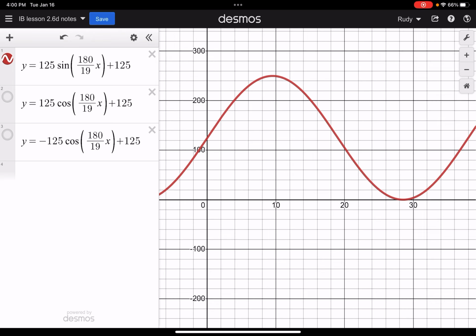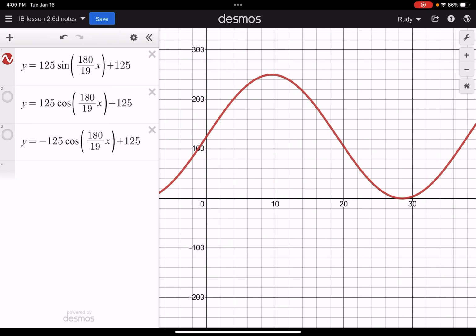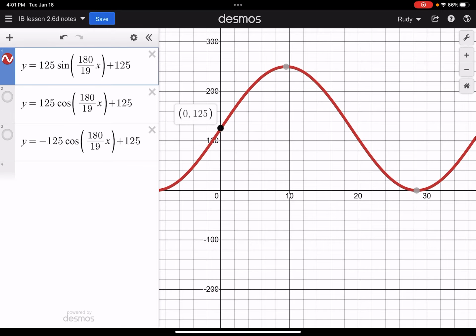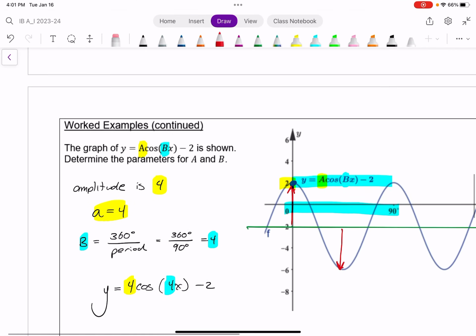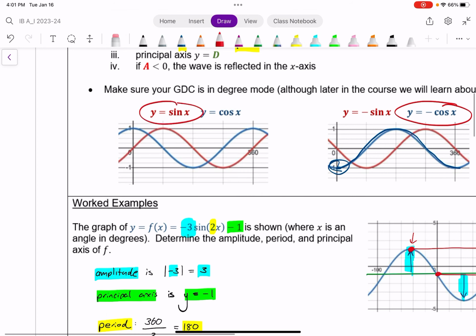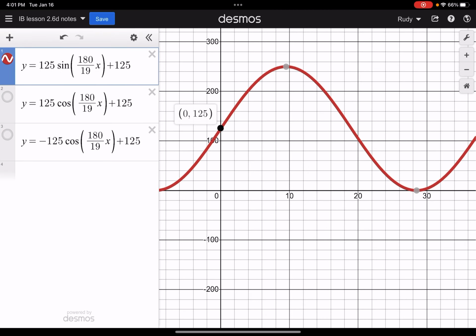So if I look at this, this is 125 times the sine of 180 over 19x plus 125. Notice in this case, at time 0, we're already halfway up, and then after 38 minutes, we're back to being halfway up. And that's because a sine function starts at the center line, which we can see in our notes right here. A positive sine function, I see here in red, starts at the principal axis and then goes up.